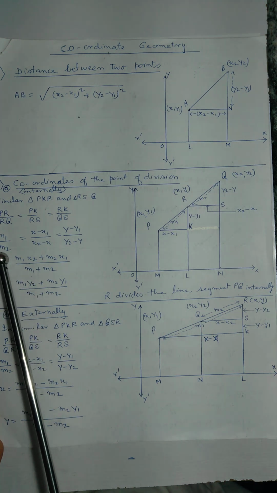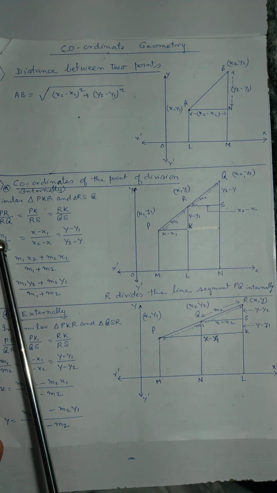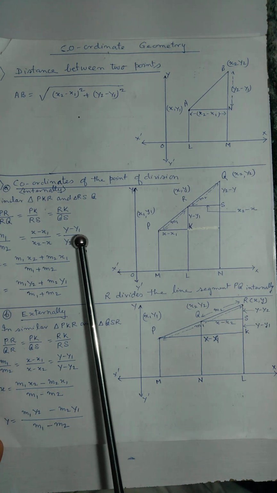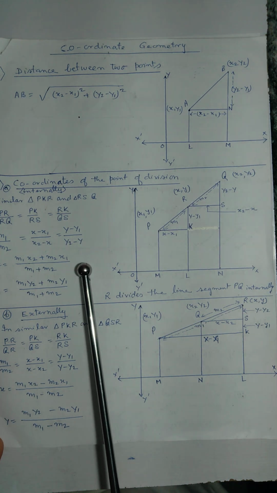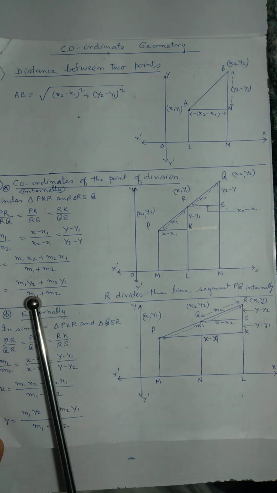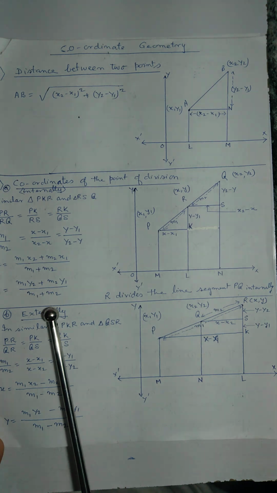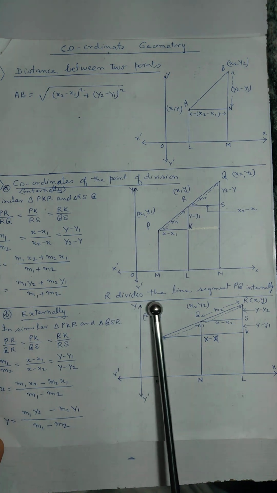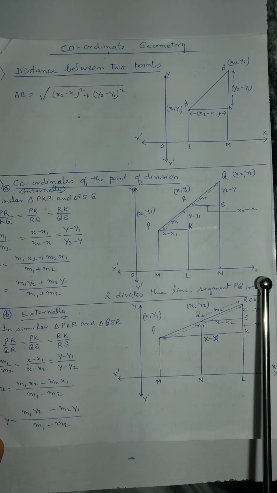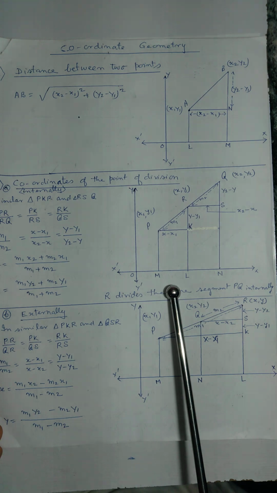Similarly, if you want to find out the relation in the ordinate, just compare the ratio m1 by m2 is equal to y minus y1 upon y2 minus y. And you find out the value of y by cross multiplication. You will get m1 into y2 plus m2 into y1 upon m1 plus m2. Here we know that R divides the line segment PQ internally because R lies between P and Q. That is why it is known as internal division.